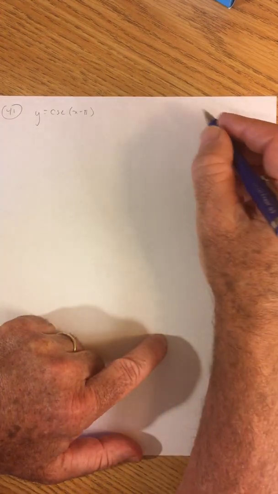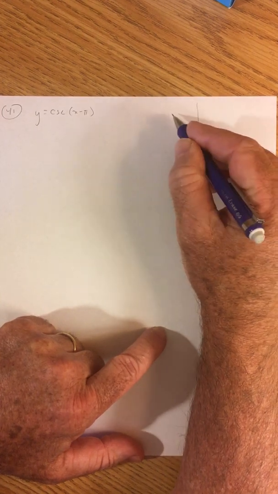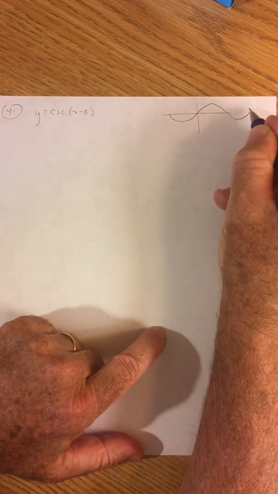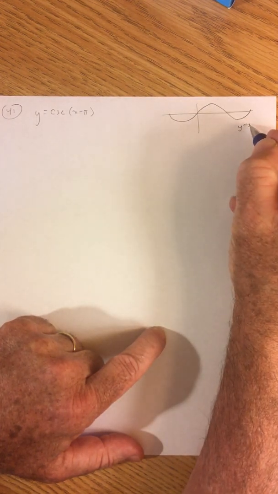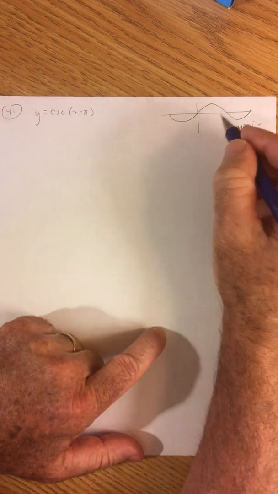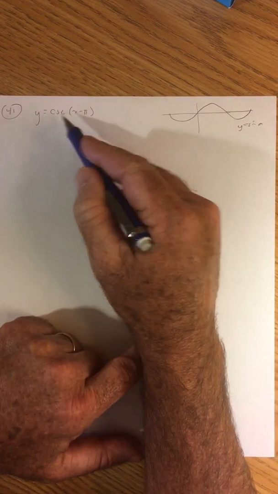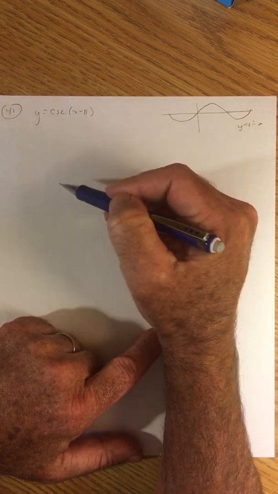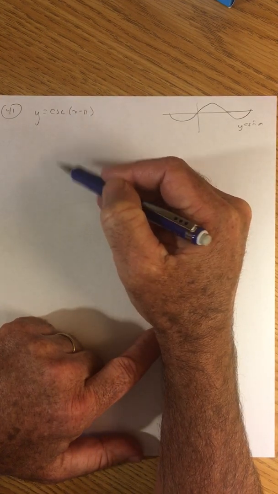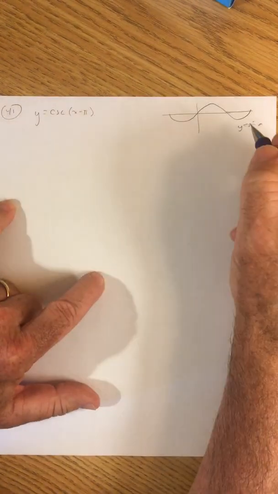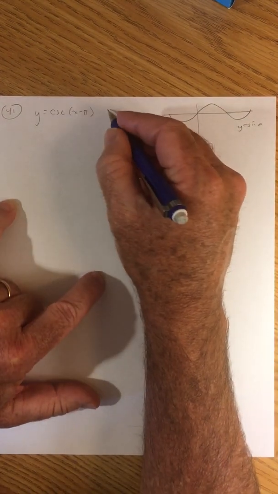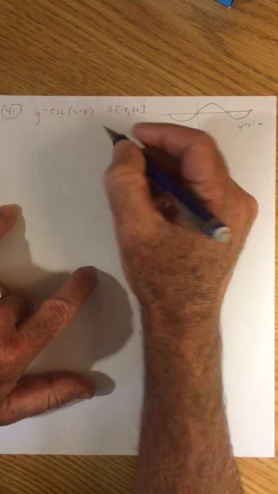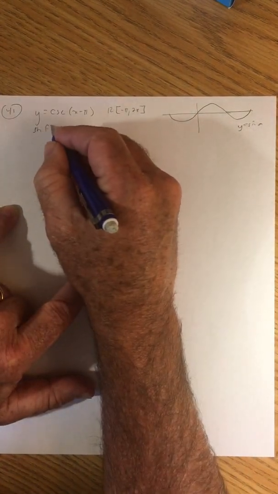All right, now since this is a cosecant, we're going to treat it as a sine. There's the parent graph for the sine. And this has no amplitude and no period change, just a shift. So that's the only thing we really have to keep track of here. And this will be a radian problem from negative pi to 2 pi.